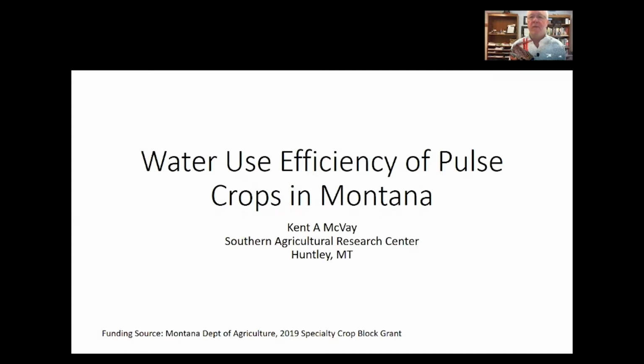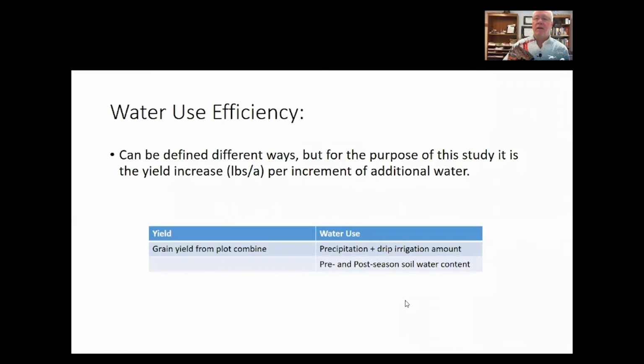I'm going to talk to you a little bit about water use efficiency, a study that we have here this summer at the Research Center. Water use efficiency can be defined a couple of different ways, but for purposes of this study, it's really the increased yield you get per increased water use. Think of it in terms of pounds per acre per inch of water. If you have a 12-inch precip year and you have a certain yield, if you get a 13-inch precip year, how much gain do you get?